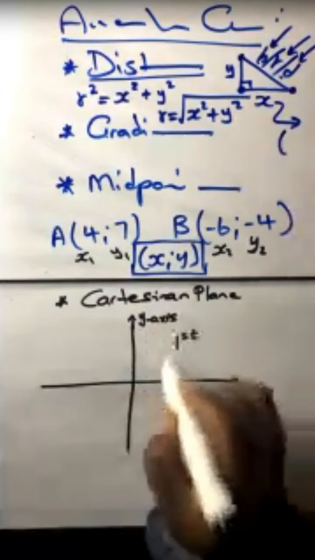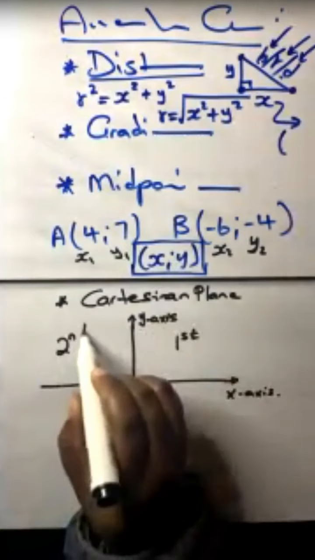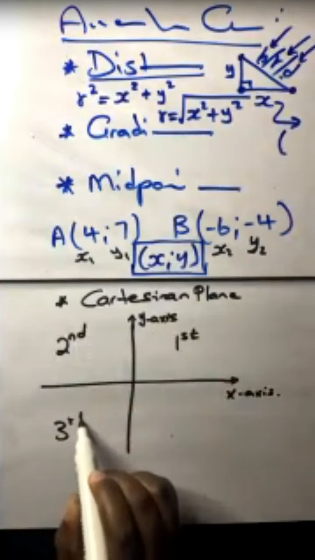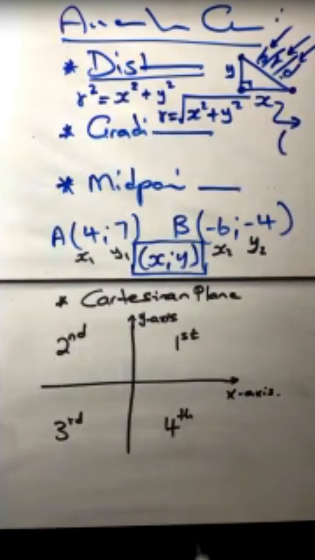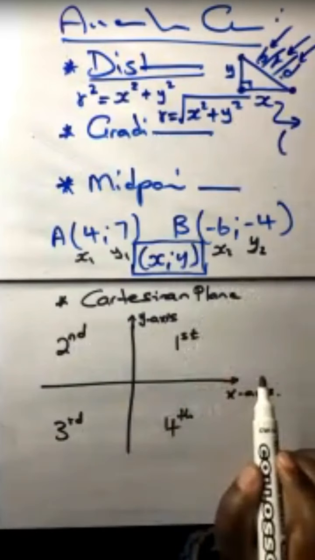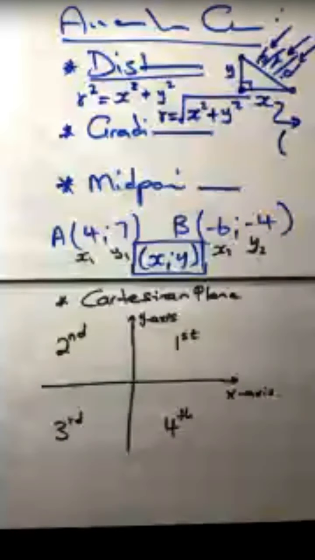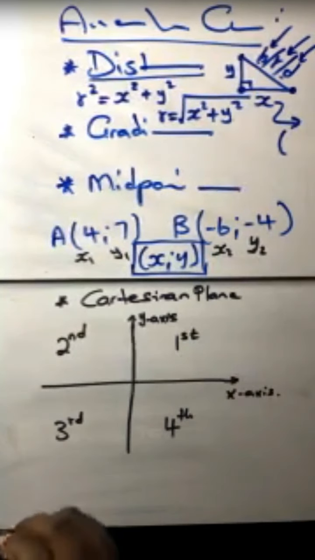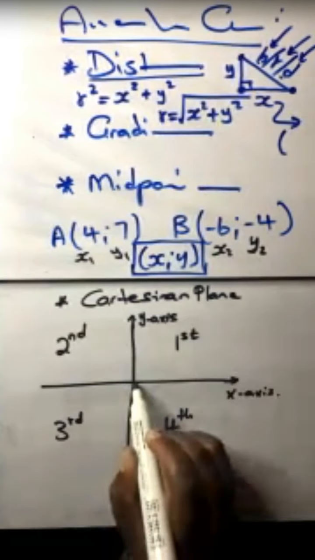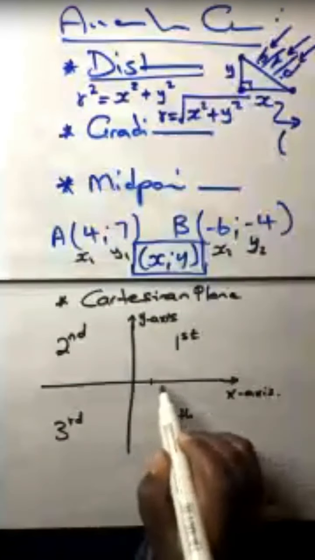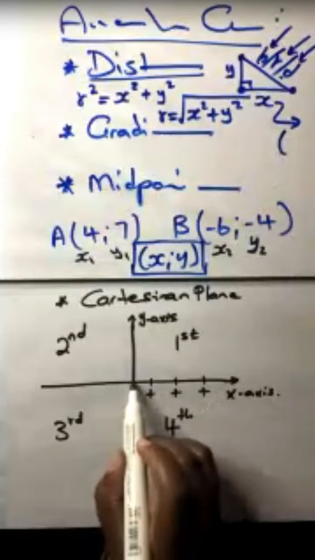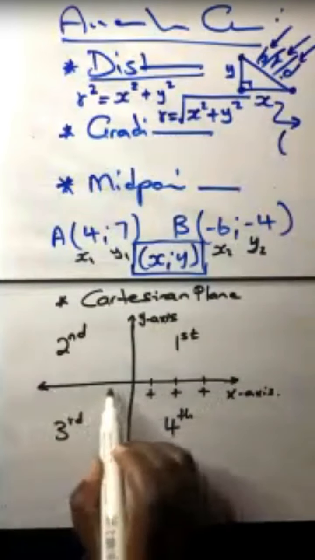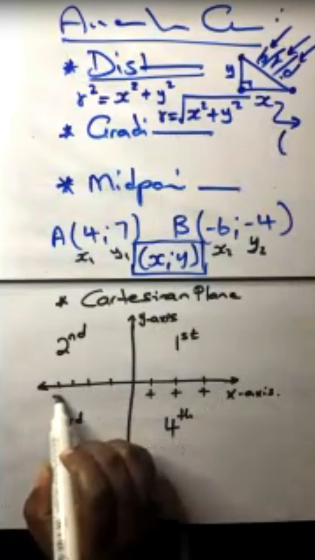So this is the first quadrant, and this is the second quadrant. This is the third quadrant. This is the fourth quadrant. So in these quadrants, we've got values, Shreyas. On the x-axis, from that point going in that direction, we've got positive x values. From that point in that direction, we've got negative values.